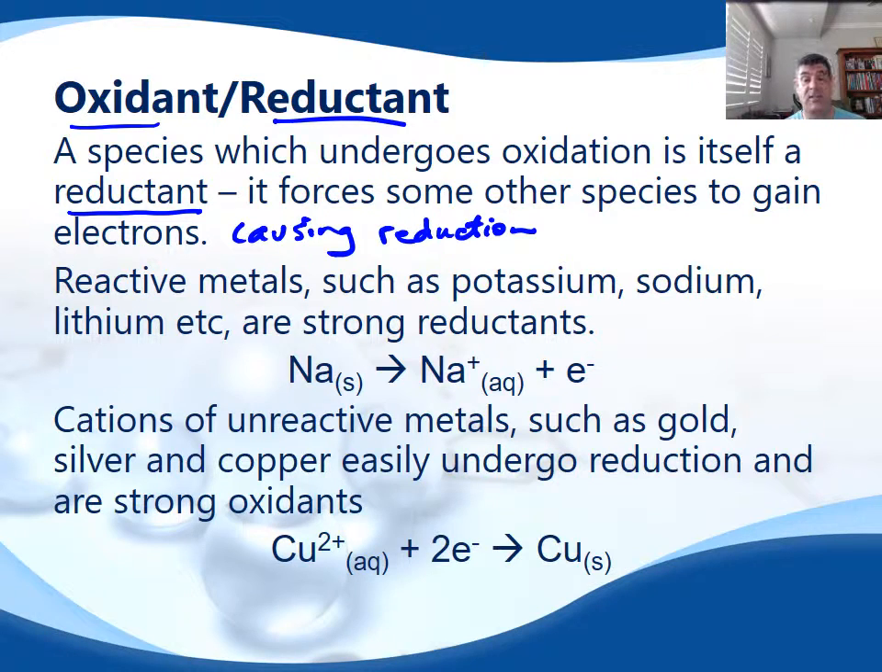Reactive metals such as potassium, sodium, lithium, and so on are very strong reductants. They very readily lose their electrons, and therefore they are readily oxidized, able to cause reduction in other species. Cations of unreactive metals such as gold, silver, and copper easily undergo reduction and are therefore strong oxidants. So the reverse is also true. Anything that readily undergoes reduction can act as a strong oxidant. That is, it can pull electrons away from other species. So these are just 2 terms you may see.